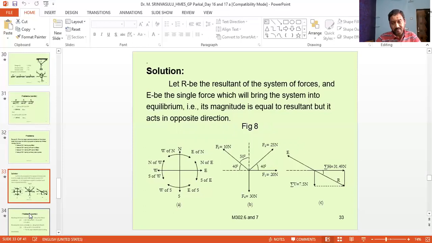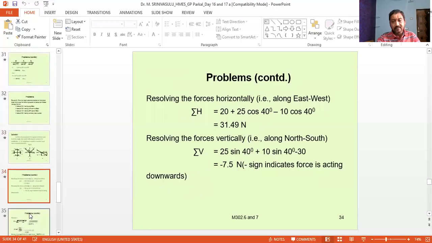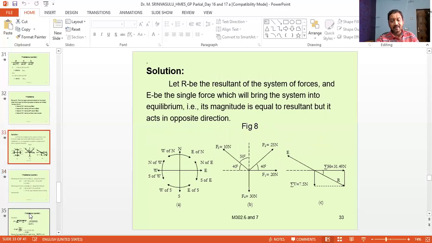Now, from the force diagram, we are required to find the resultant of this force system by resolving the forces horizontally and vertically. Firstly, resolving the forces horizontally, the sum of the horizontal components of all the forces is equal to: the first 20 is acting rightward, positive, plus 25 cos 40, and minus 10 cos 40.